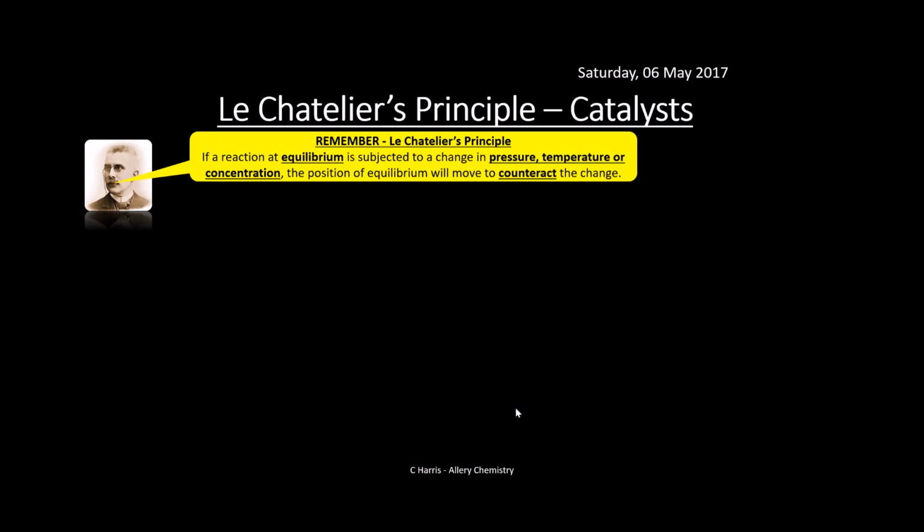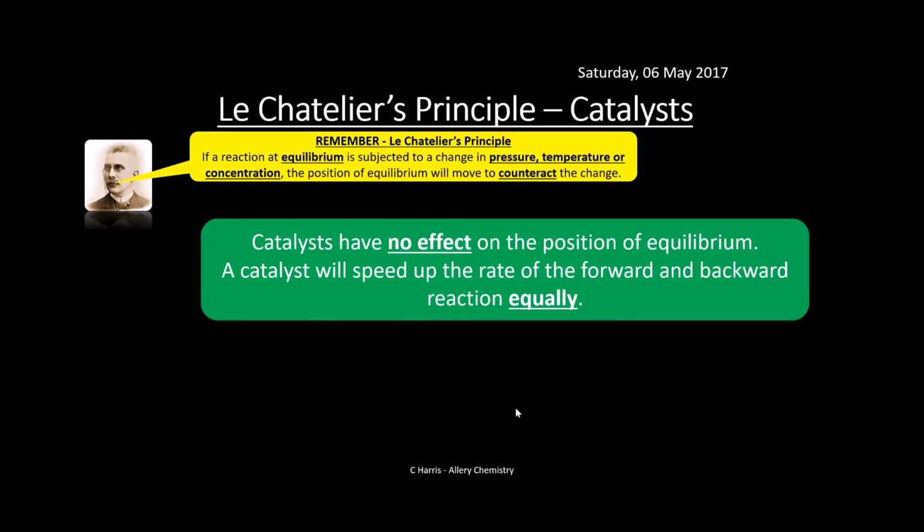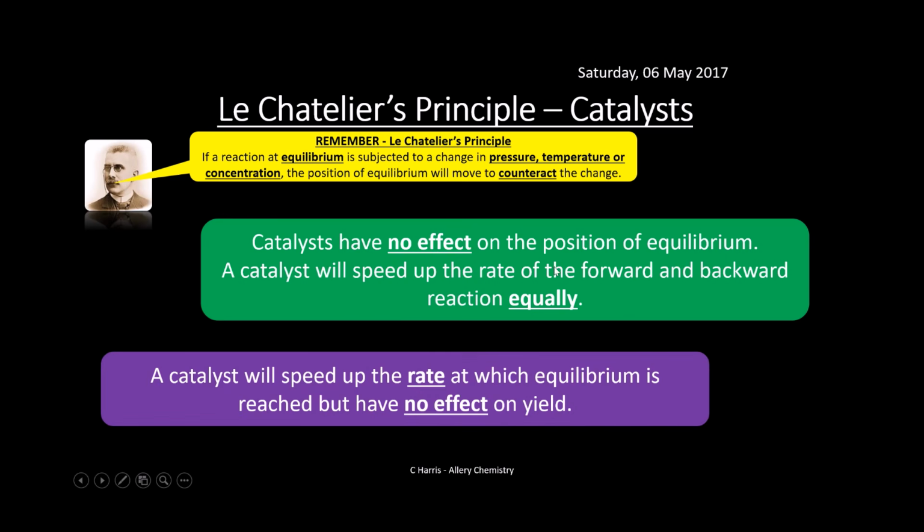Okay, catalysts. Very important. Catalysts have no effect on the position of equilibrium. Catalysts speed up both the forward and the reverse reaction, and they do that equally, so it has no effect. Really important: it will speed up the rate at which equilibrium is established, but it has no effect on yield. Remember, catalysts have an effect on rate of reaction, but that's different to equilibria.